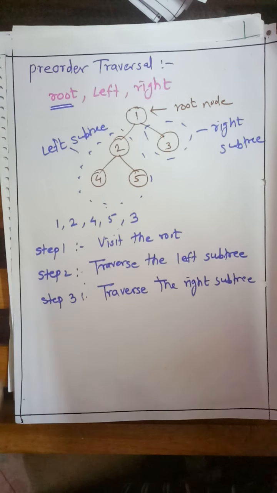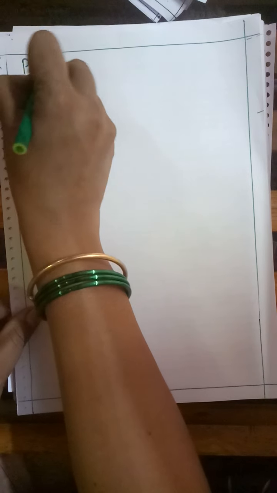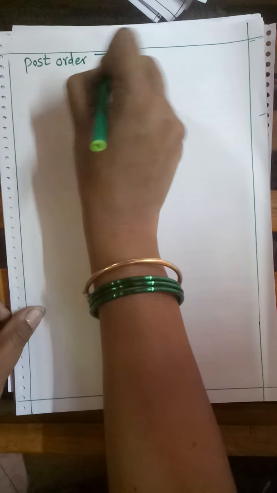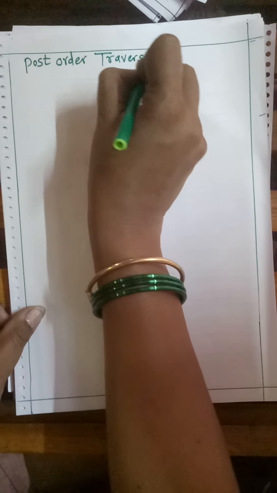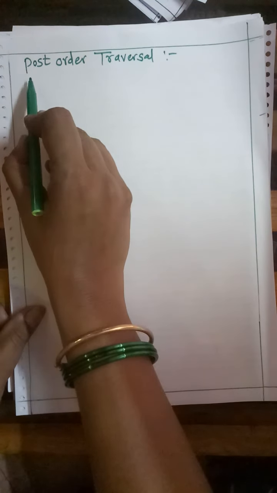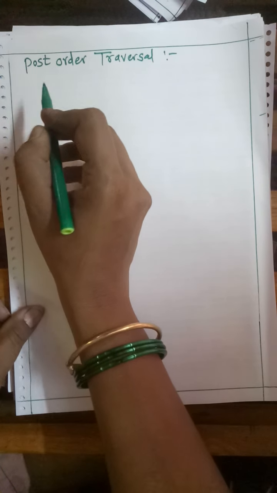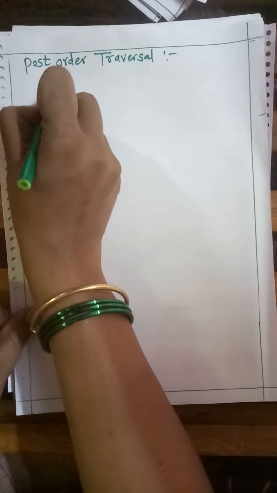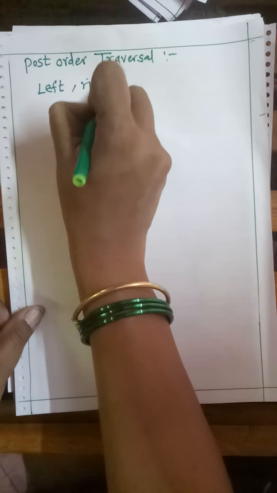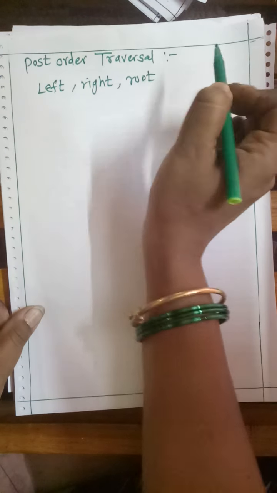Now the third way of traversing a binary search tree is the post order traversal. Post means root will be considered at last. In what manner can we traverse this tree? We first visit the left node, then the right node, and lastly we visit the root of the tree. So we can proceed in that way when we apply the post order traversal technique.